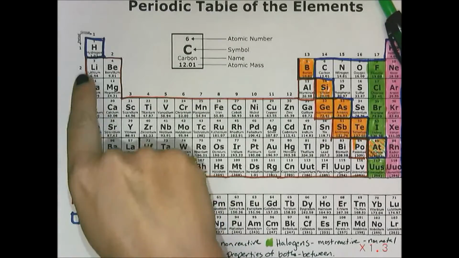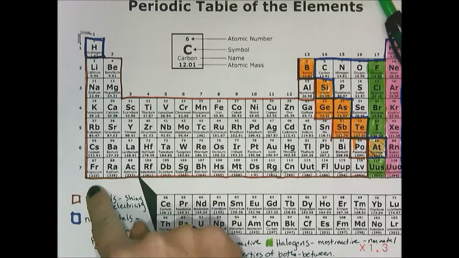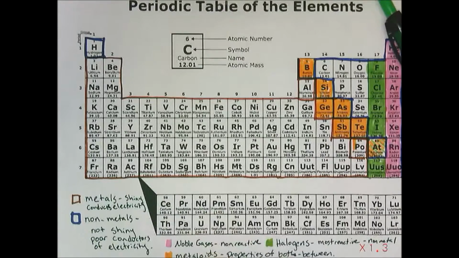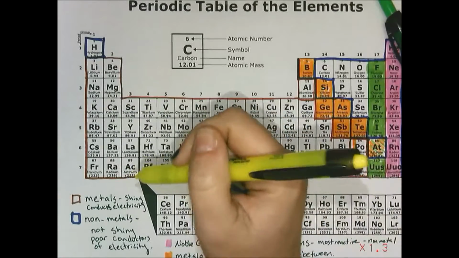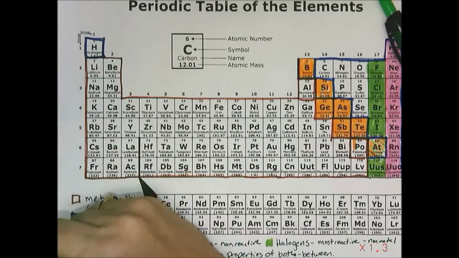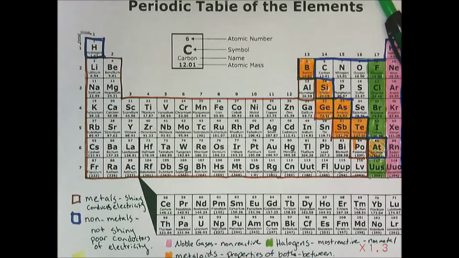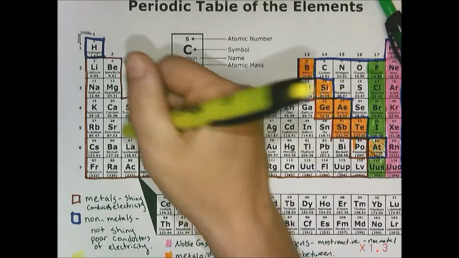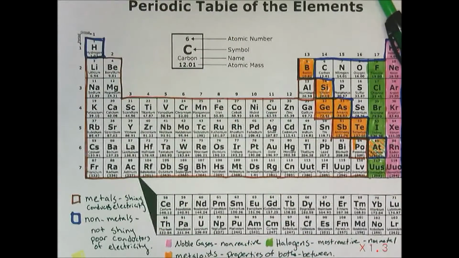I'm going to start over now on the far left, and I'm going to start with the alkali metals. These are our most reactive metals. They are the ones that have just one electron, and they are anxious to get rid of it. So I'm going to do them in yellow, and down on my bottom key, I'm going to do a box, and I'm going to write alkali metals by it, and then I'm going to write most reactive metals, and then I'm going to color them.